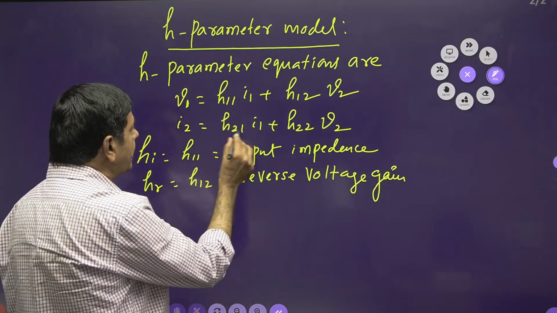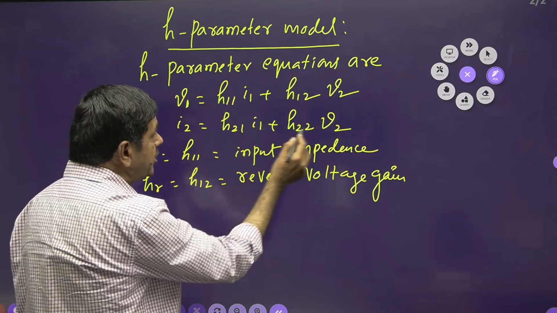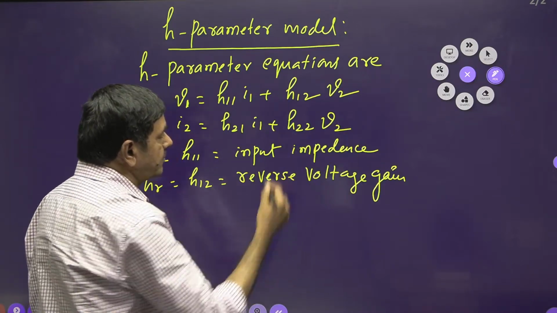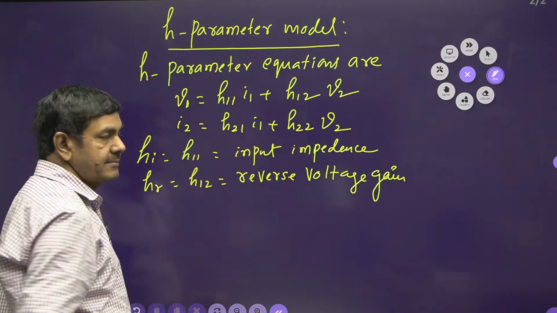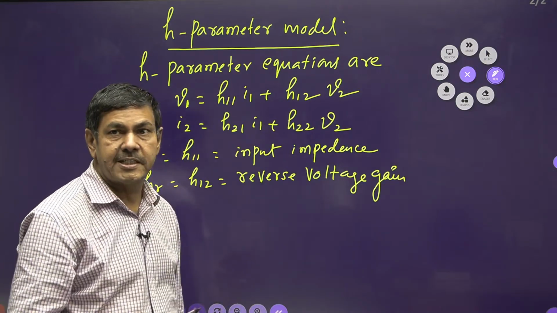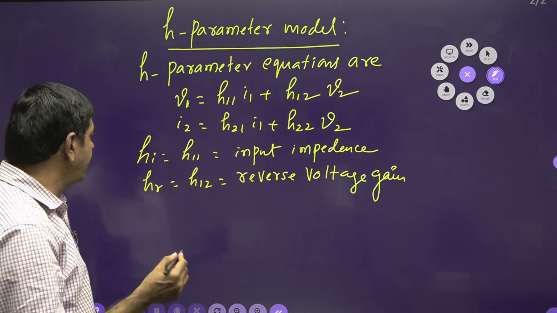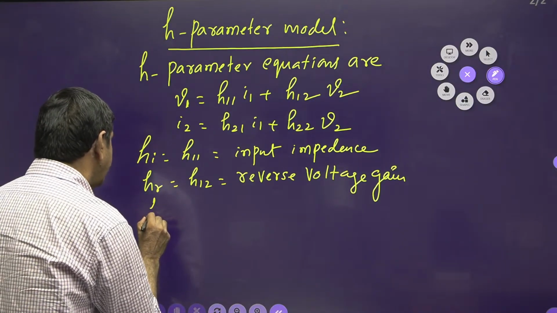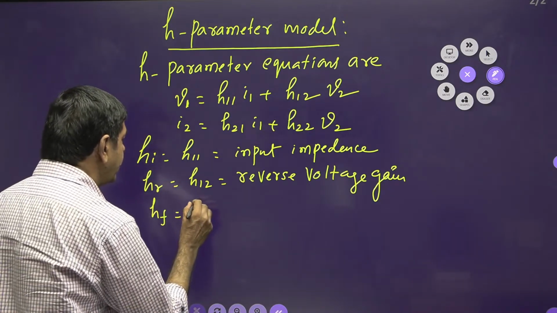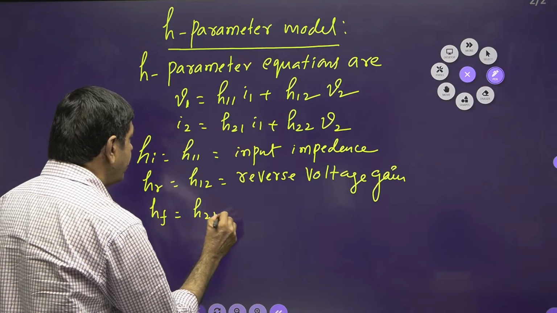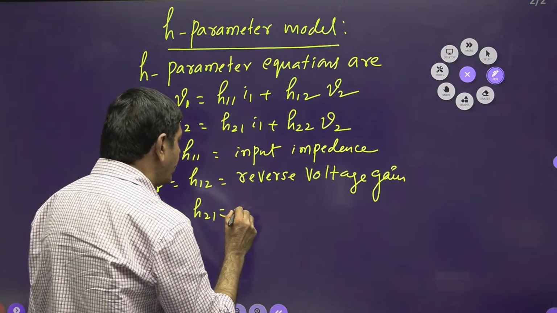What about H21, sir? H21 is required means you need to put V2 equal to 0. In that case, H21 equal to I2 by I1. I2 by I1 means we can say forward current gain. I would like to put a symbol of HF, H suffix F. That equal to H21, I2 by I1 when V2 equal to 0. It's given the name forward current gain.